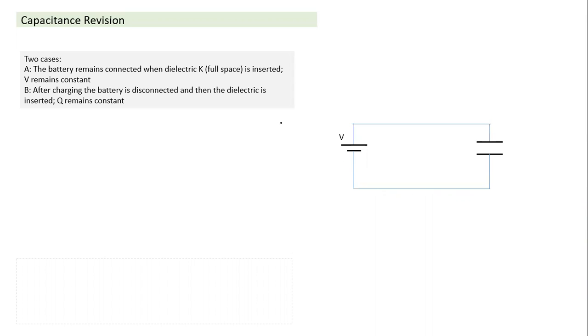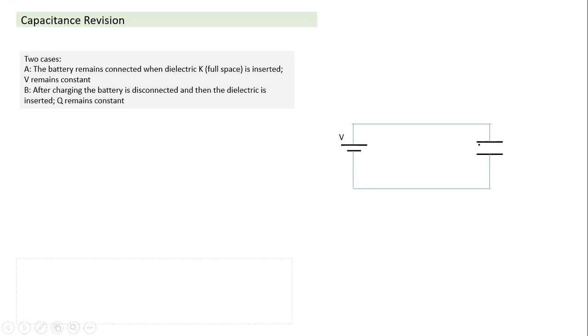Then we come across the case of insertion of a dielectric. So there's a battery here and a capacitor here, and one point we should easily understand is that whenever we insert a dielectric medium, if we insert a dielectric completely between the plates of the capacitor, the capacitance becomes K times, if K is the dielectric constant.